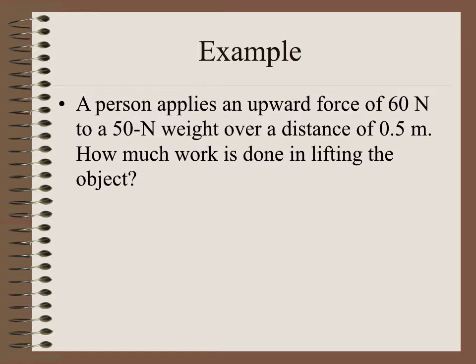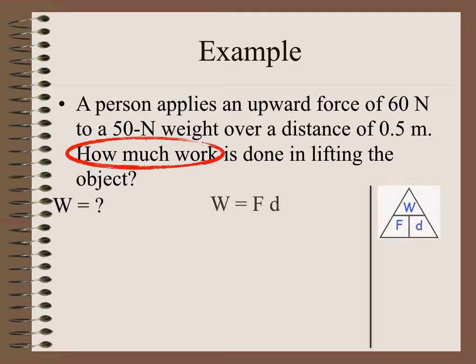Let's try an example. A person applies an upward force of 60 newtons to a 50 newton weight over a distance of a half a meter. How much work is done in lifting the object? So we start by identifying what it is we're looking for, the work, and we put down our formula for work, either in equation form or as the triangle.